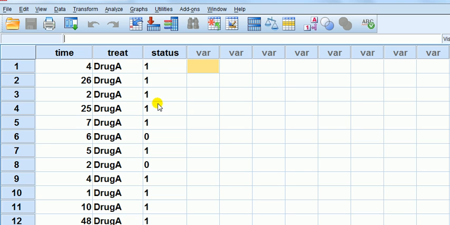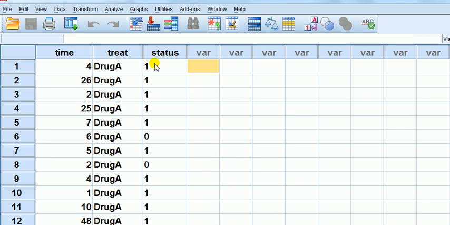So this is what the data typically looks like. We've got time to the event, in this case time to death. Then we've got a factor. You don't need to have this, but we do here because we have an experiment where patients are divided up and given one of 4 levels of treatment, being drug A, B, C, and then a placebo.